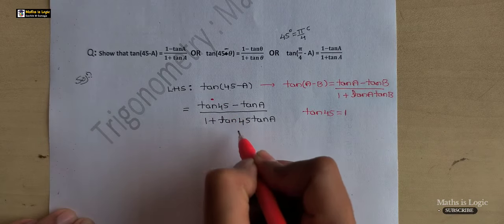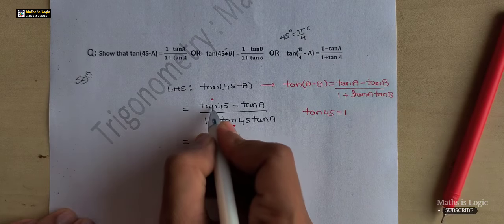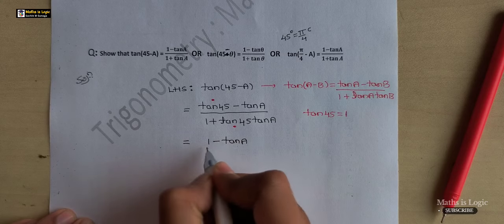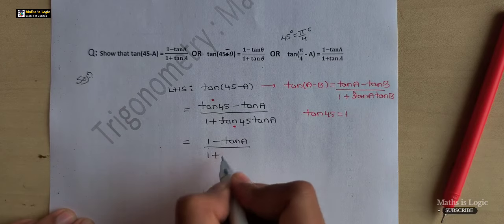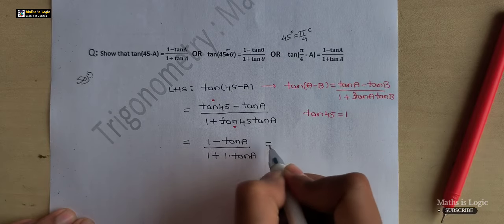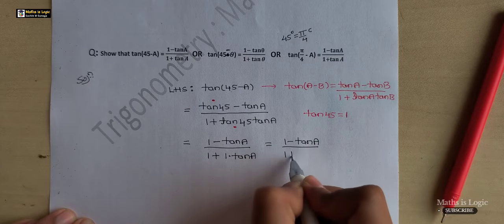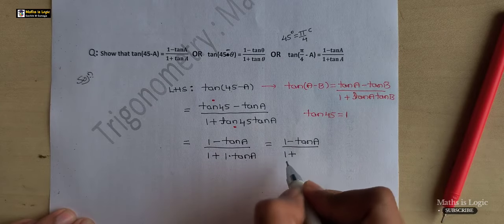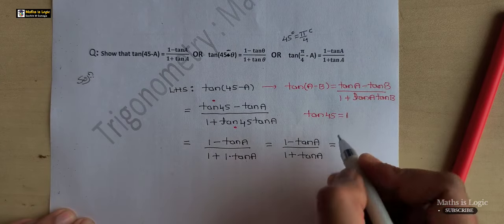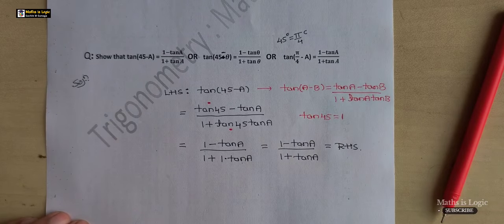So here tan 45 and here tan 45 replaced by 1. So that time this becomes 1. What is the remaining value? Minus tan A divided by 1 plus 1 into again tan A. So which is equals to 1 minus tan A, keep it as it is, divided by 1 plus 1 into tan A, is tan A. So which is equals to which part? RHS. Therefore LHS is equals to RHS.